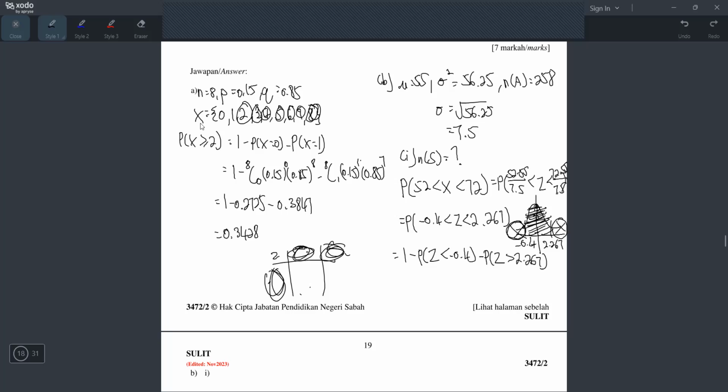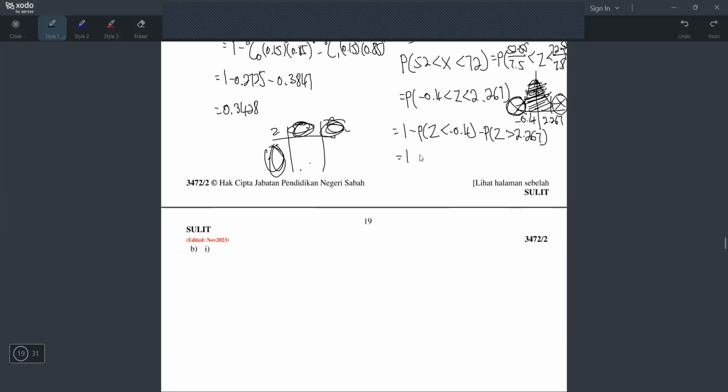Okay, so now you can continue. P(Z smaller than negative). I mentioned before in my class, smaller negative can change to bigger positive. You still remember? Only smaller negative can change to bigger positive. And then this one is already bigger positive.